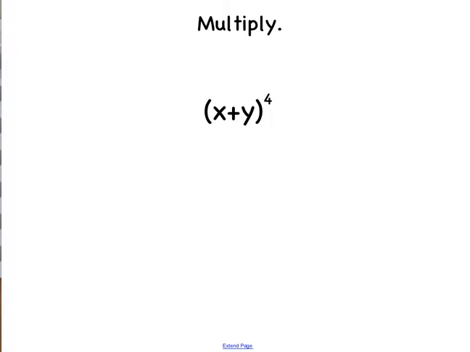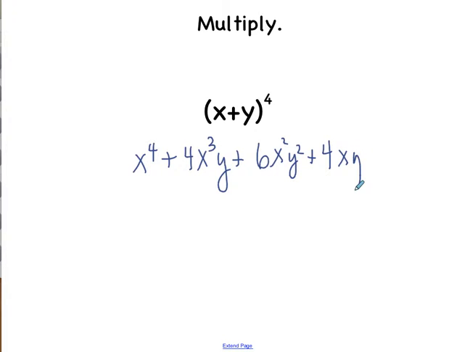Multiply this. When you're ready to see the answer, press play. So this would be x to the fourth. Let's try that again. X to the fourth plus 4x to the third y plus 6x squared y squared plus 4x y cubed plus y to the fourth. Pretty nice that I know the answer right away.